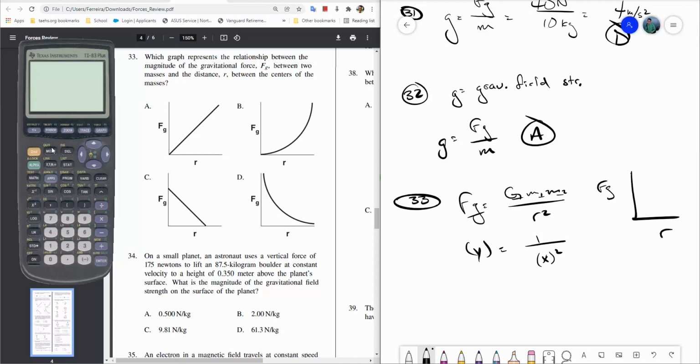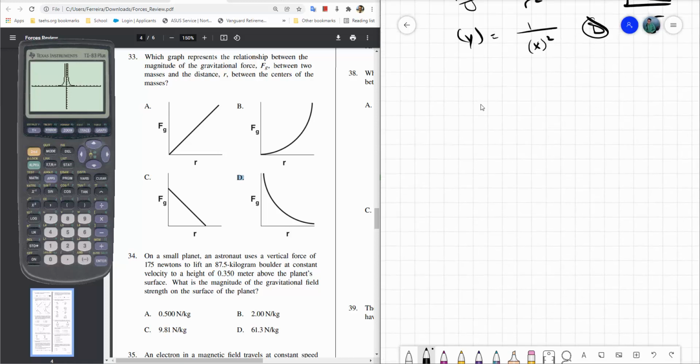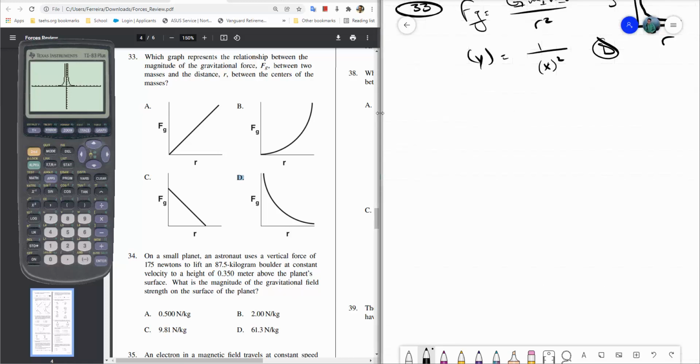If you don't know what this looks like, put it into your calculator. y equals 1 over x squared. Graph it, and you get something that looks like this. Something like that. The answer is D. Hopefully you can recognize these just from your experience in math class, and if you can't, I just showed you how you can always get this correct. Punch it into your calculator. 34.